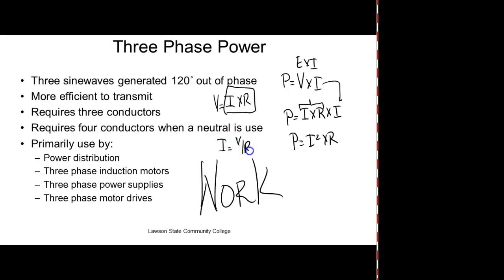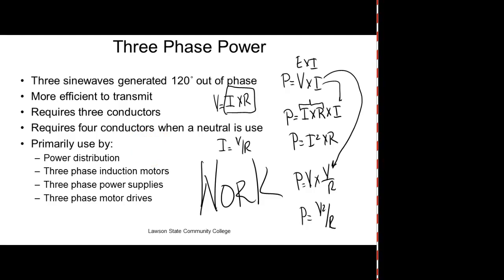V over R. So that means I can come over here and say my power is equal to V times V over R. So what I've done here is I've substituted what Ohm's law says that I is equal to. So that's our third formula. So power is equal to V squared over R. So we have three power formulas. We only have one Ohm's law, but we have three power formulas.